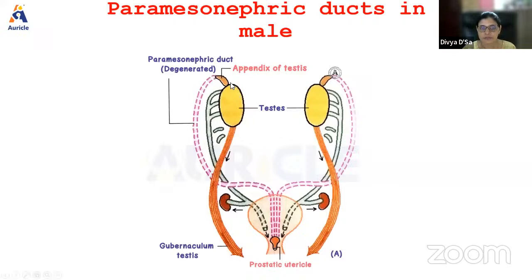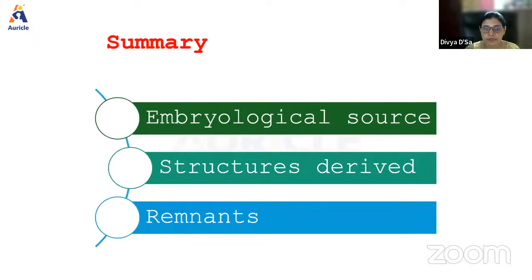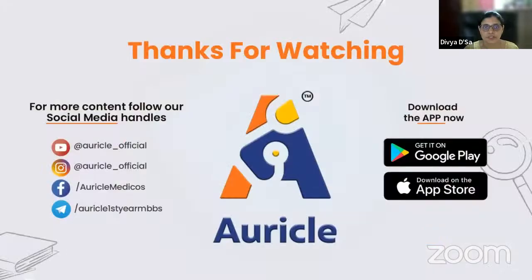And paramesonephric duct, two things. One is the appendix of the testis. Another one will be the prostatic utricle. So two structures are derived from this paramesonephric duct in males. Okay, that's it. So these are the things which you need to know. Okay, mesonephric duct, what are the derivatives, and paramesonephric duct, what are the derivatives? Okay, and the remnants of it, structures derived and the remnants, what they form. Right? So with this, we finish today's class.